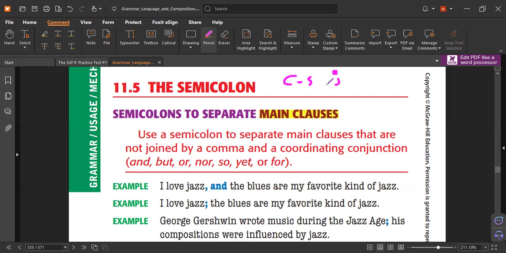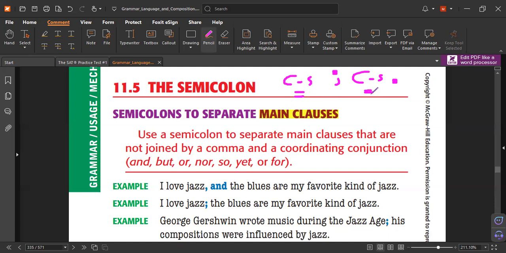But before the semicolon, it can be a complex sentence, compound sentence, or complex-compound. It must be a sentence. And after it must be a sentence, then full stop. If we have no sentence or a fragment here, it is wrong. Here, a fragment, wrong.